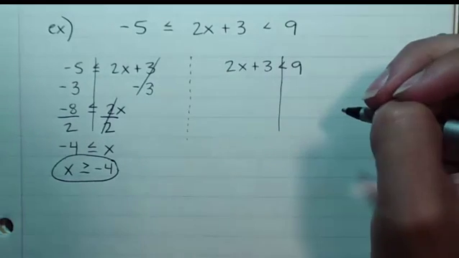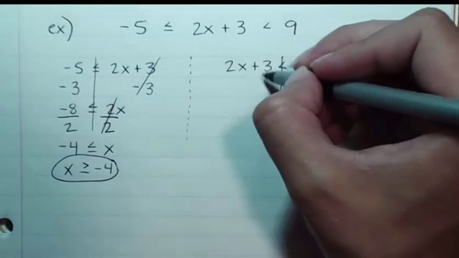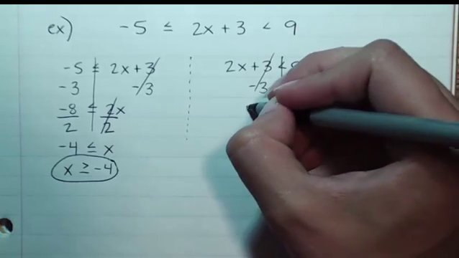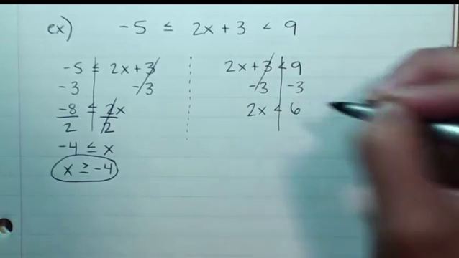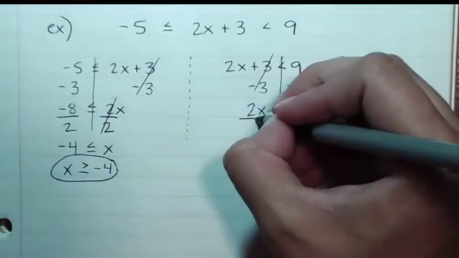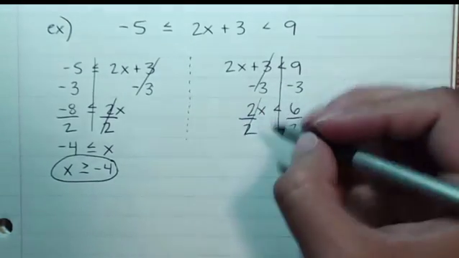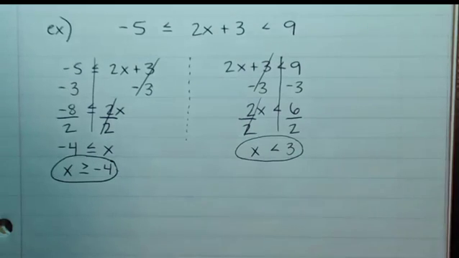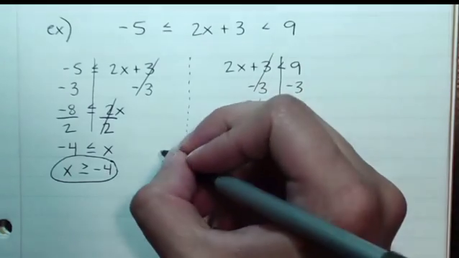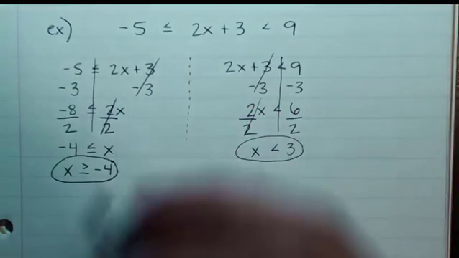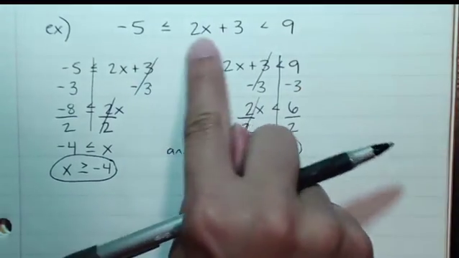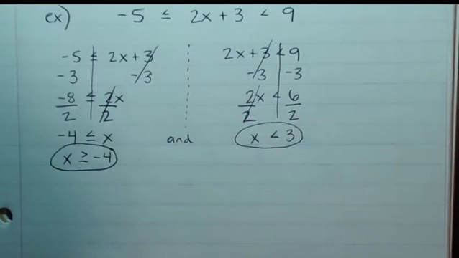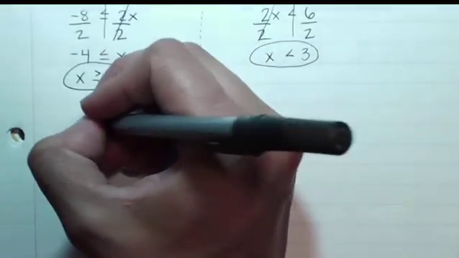Let's look at the second inequality in this compound inequality. Again, I'm getting rid of the number not attached to the variable, so minus 3 on both sides. I have 2x is less than 6. I'm going to divide by 2 on both sides, and that gives me x is less than 3. So I have my two inequalities. And again, this is going to be an and, because when it's written like this, we know it's an and problem. I'm going to show you the difference between the other ones. So now let's graph what we know.